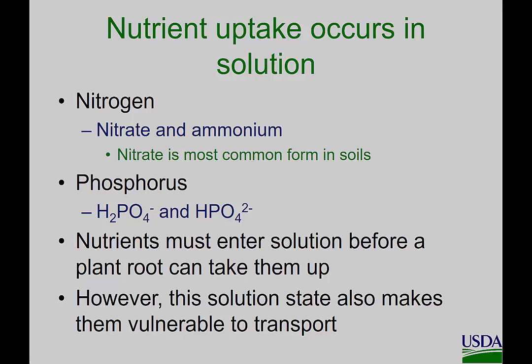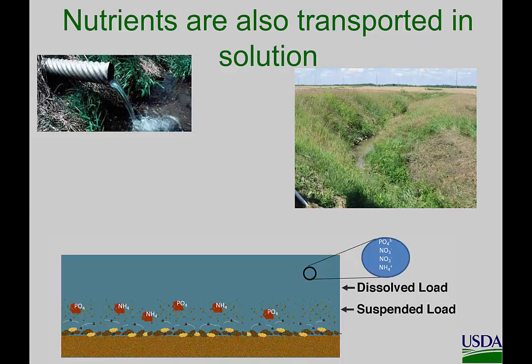So again, nutrient uptake occurs in solution. That's not only true for crops, but for aquatic ecosystems, for all the organisms, plants, algae, things growing there as well. In soil solution, the most common forms of nutrients are nitrate, ammonium, mostly nitrate in soils, and phosphorus. It's some protonated form of phosphate. Again, nutrients have to be in solution to be taken up by an organism, but once they're in solution, it's a double-edged sword, because now you can lose them.